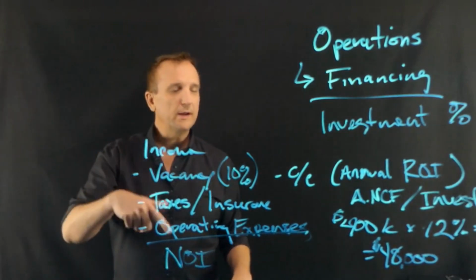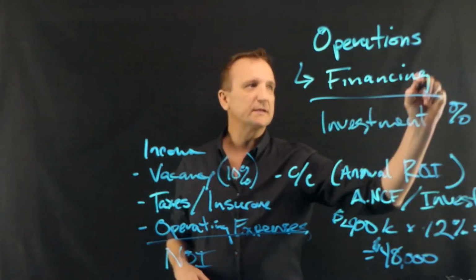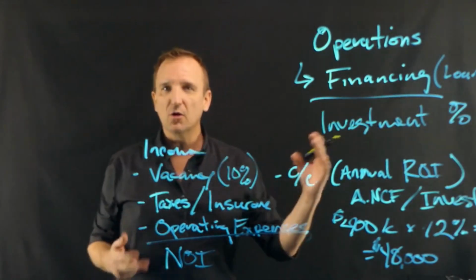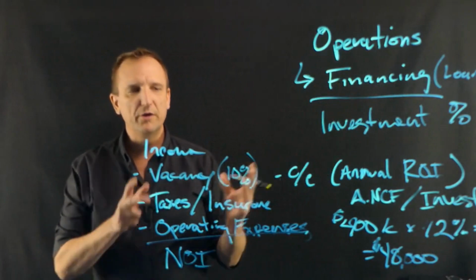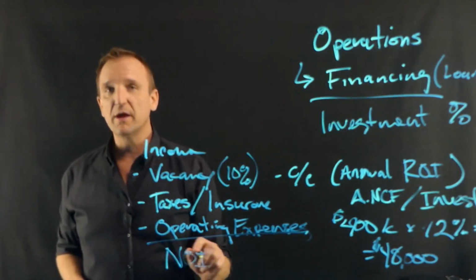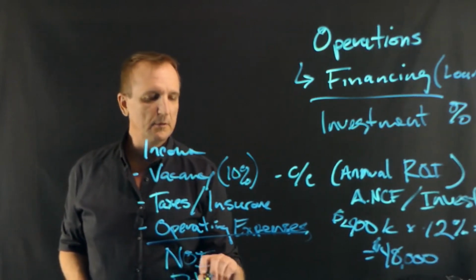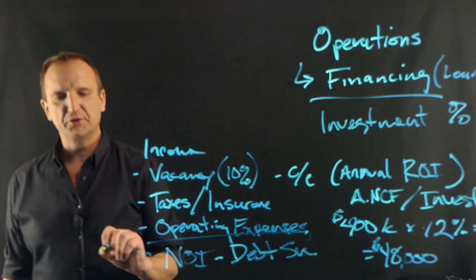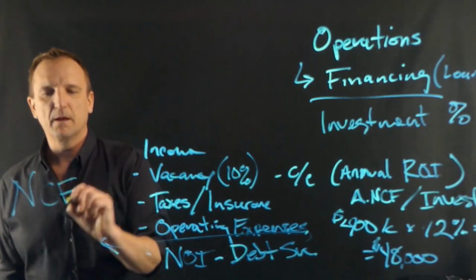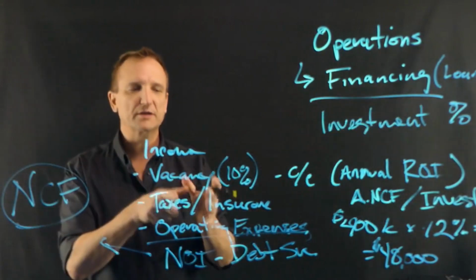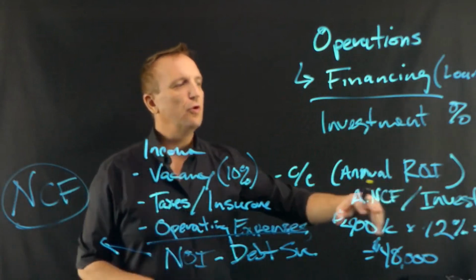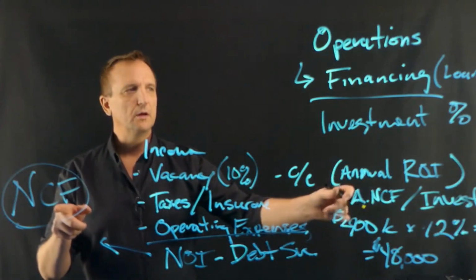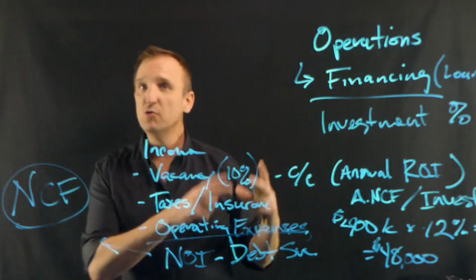But you may or may not have gotten a loan. Did you get financing, like an SBA loan? If you have debt service or loan payments on that loan that you got to buy the business, then from your net operating income, you're going to have to pay your debt service. So minus your debt service, and that's going to get you your net cash flow. That's the number after you've paid all of your expenses and your loan. And then you'll know what your annual return is. So you'll take your annual net cash flow and divide it by however much money you invested.